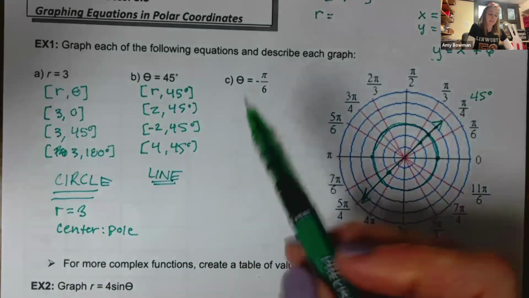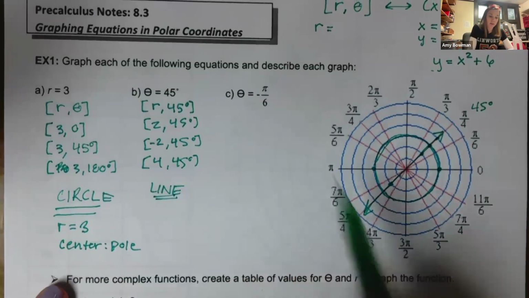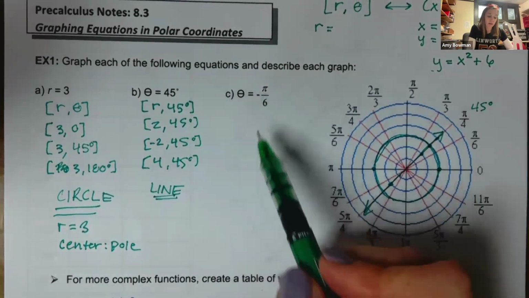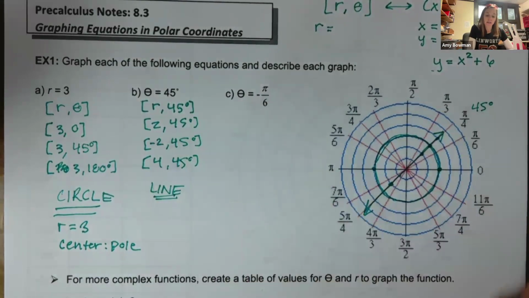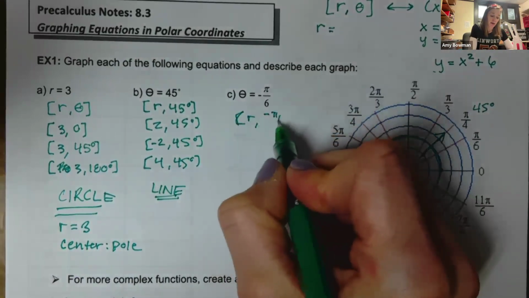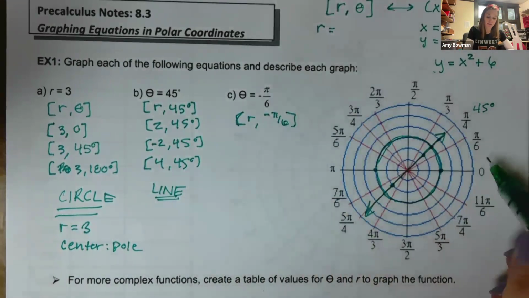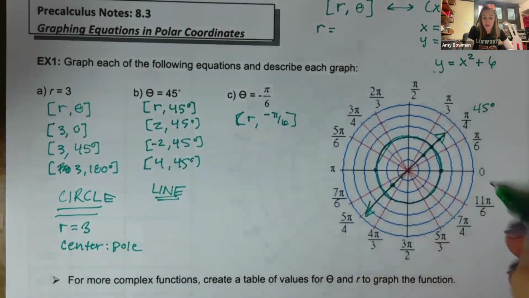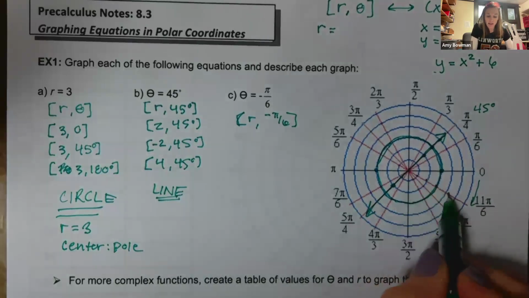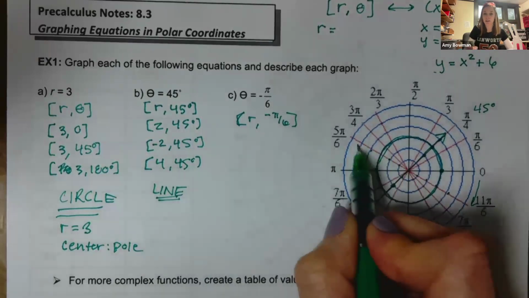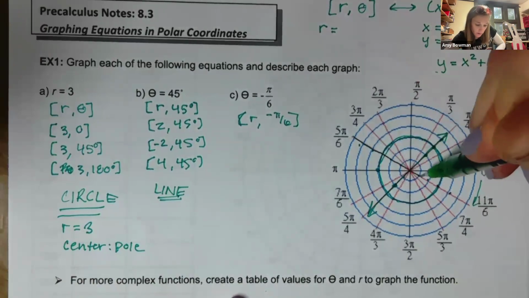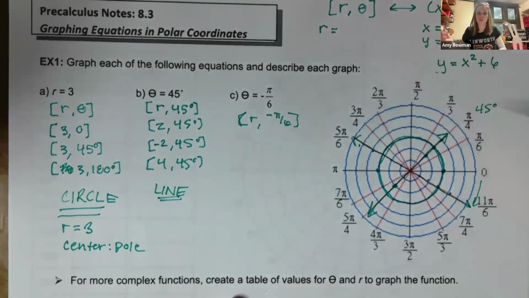Okay, one last simple graph before we get into more complicated ones. Theta equals negative pi over 6. Again, if it's just theta equals a value, right away we know this is going to be a line. It doesn't matter what r is. Theta is always going to be negative pi over 6. So when you rotate, if this is positive pi over 6, negative pi over 6, then any r value on that line is going to generate the graph we're talking about. So we've got this line for theta equals negative pi over 6.